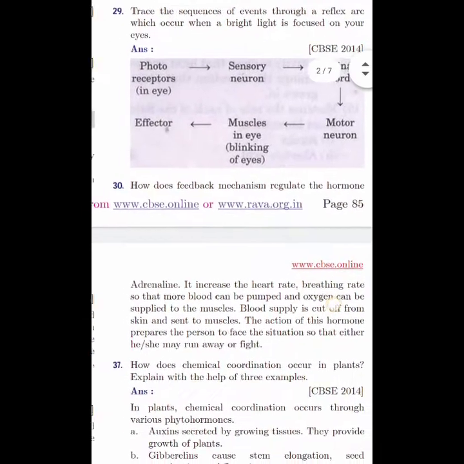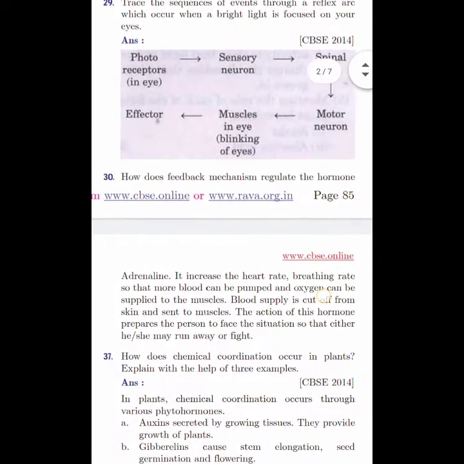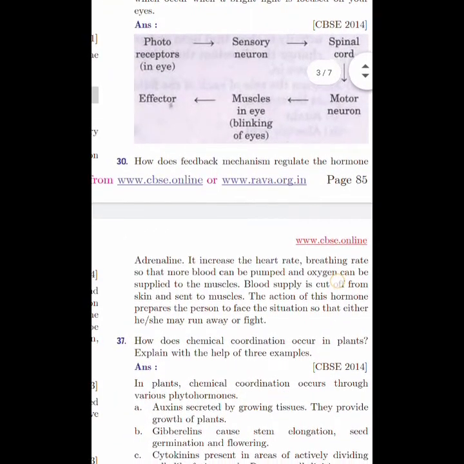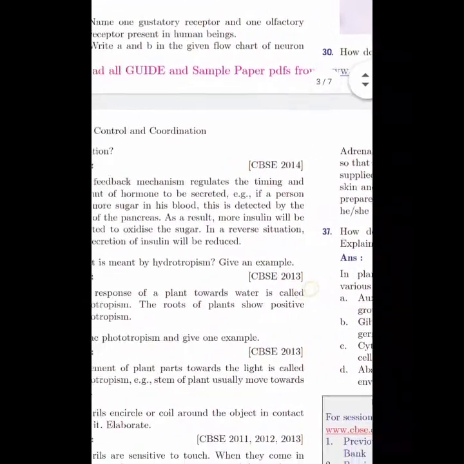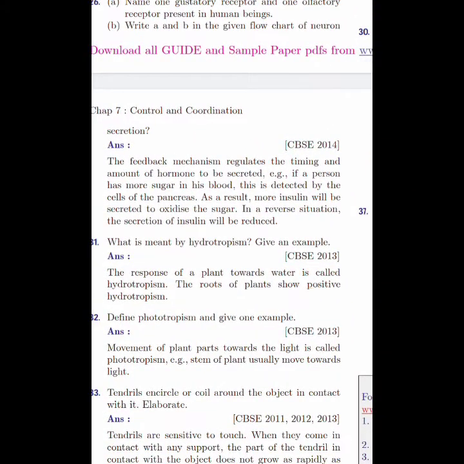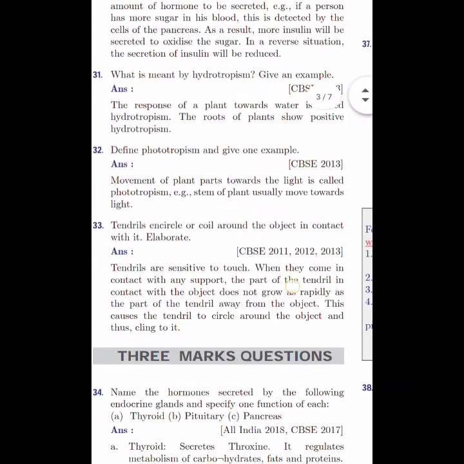How does feedback mechanism regulate the hormones? So how does this feedback mechanism work and regulate the hormones? So the feedback mechanism regulates the timing and amount of hormone to be secreted. So how much amount of hormones has to be secreted, okay, and at what time it has to be secreted. Example, if a person has more sugar in his blood, this is detected by the cells of the pancreas. As a result, more insulin will be secreted to oxidize this sugar. So in a reverse situation, what happens? The secretion of insulin will be reduced.